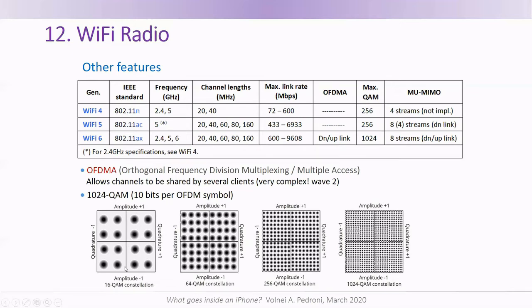So the old one had only 16, then this whole square became one quadrant here, the whole square one quadrant here, the whole square one quadrant here. So you see the points are very, very close, and then you need a very low noise for this to be usable.